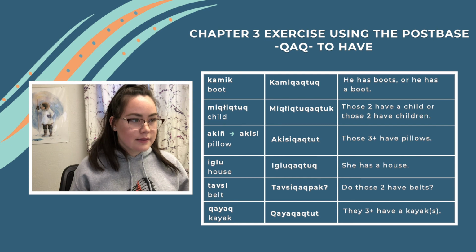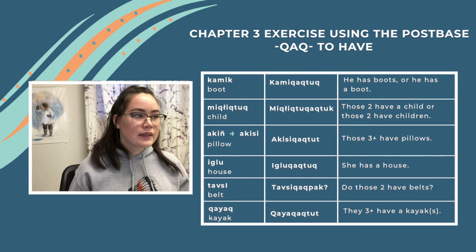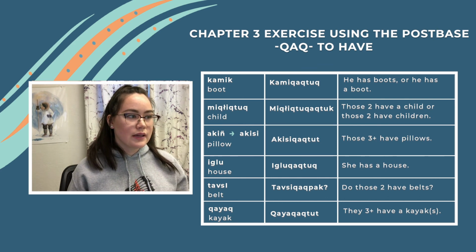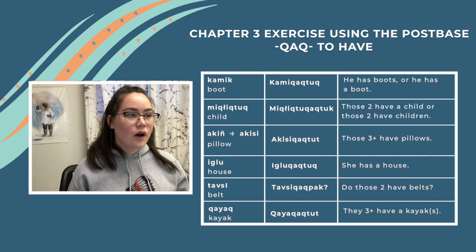Akasi. Since akasi ends in a vowel, we'll automatically add kak. Akasi kakdut. Those three or more have one pillow. Those three or more have many pillows. Igloo, house. Again, this one ends in a vowel, so we will automatically add kak. Igloo kakduk. She has a house.